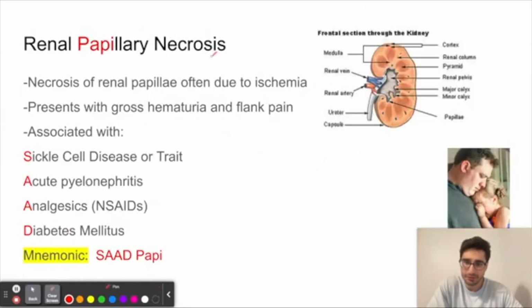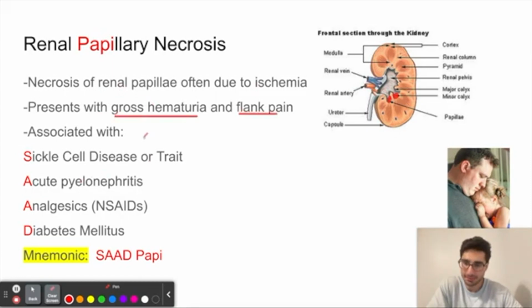So with renal papillary necrosis, here's going to be the region of the kidney. So this is going to be the renal papilla. And remember that the renal papilla is going to be a region of the kidney where it's at a higher risk of ischemic infarction. And patients can present with gross hematuria as well as flank pain.